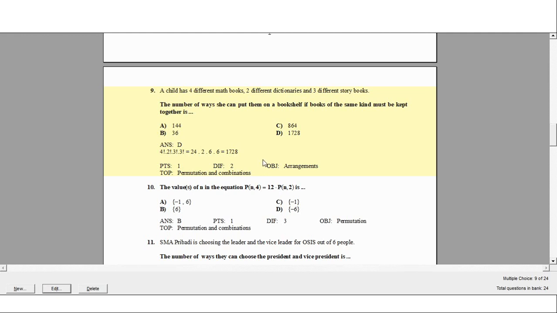Okay, for number 9, a child has 4 different math books, 2 different dictionaries, and 3 different storybooks. The number of ways he can put them on a bookshelf if books of the same kind must be kept together. So here the idea is to arrange these 3 kinds of books, but each kind has its own arrangements: 4 different math books, then 2 different dictionaries, and 3 different storybooks.